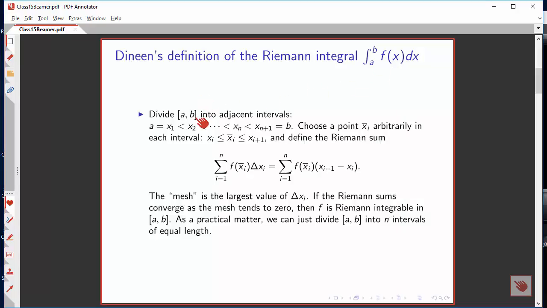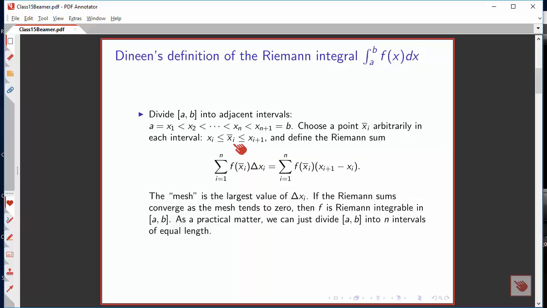We start with a closed interval from a to b, and we break it up into a bunch of intervals that are next to one another. x1 is at the left end point, x_{n+1} is at the right end point b, and so we have subintervals going from x1 to x2, from x2 to x3. The last one goes from xn to x_{n+1}, so we've got n of them. And arbitrarily in each interval, we choose a point x_i bar.